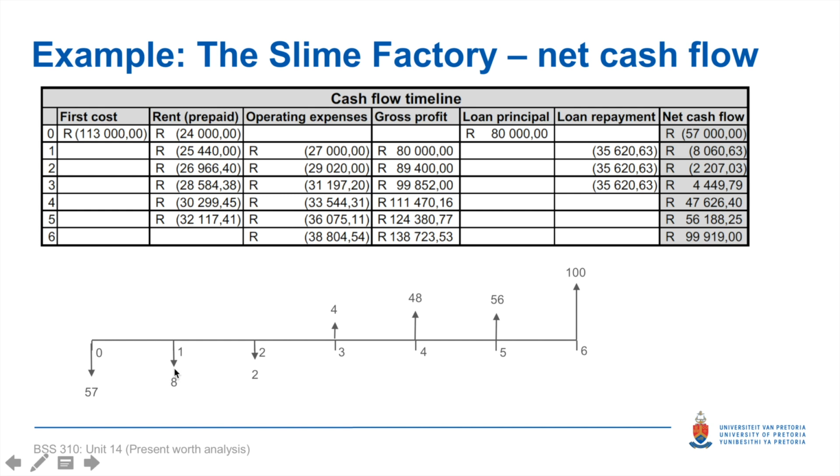In fact, only at the end of my 3rd year do I have a net cash inflow of 4,000 Rand. And once I've paid off my loan, that inflow then increases substantially until my final net inflow is nearly 100,000 Rand at the end of year 6. This is a simplified cash flow diagram, which we'll use to calculate our net present value.